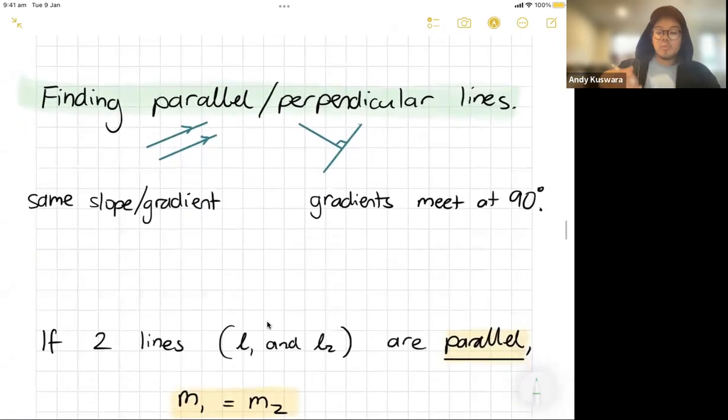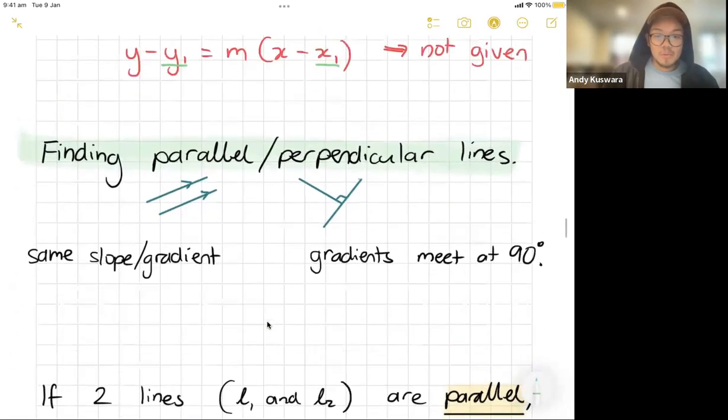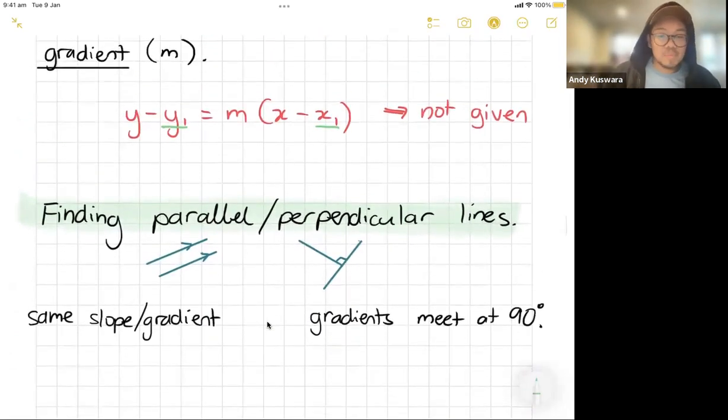Now, when you're finding lines, they will often talk about finding a line that's parallel to, or perpendicular to, something. Let's just remember, parallel means you've got the same slope or the same gradient. They're two lines that never meet. Perpendicular is slightly different. Perpendicular lines meet at 90 degrees. In other words, we're talking about their slopes.